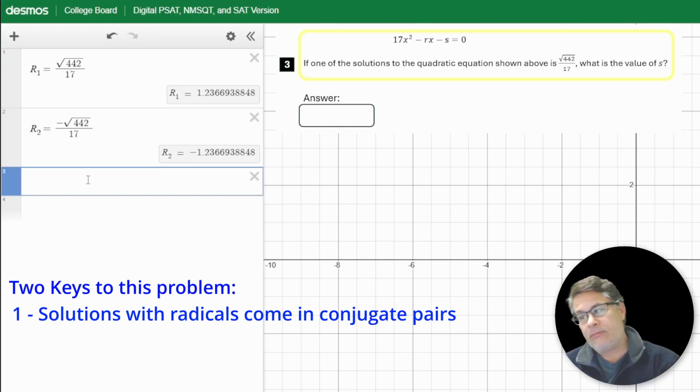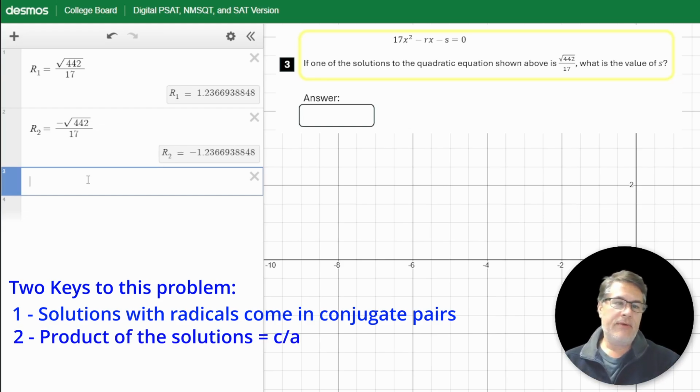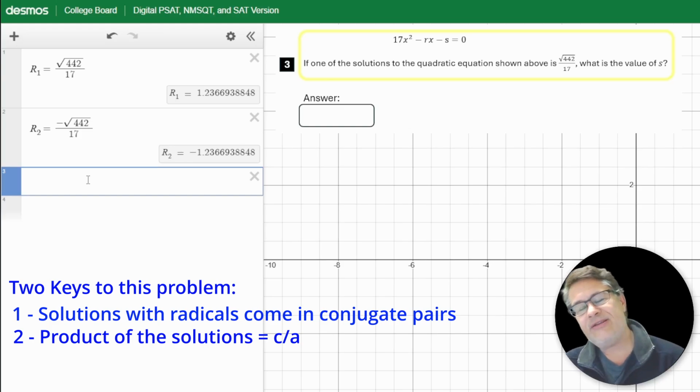All right, now comes another cool piece of quadratic knowledge. When you have the product of solutions, it is going to equal c over a, okay? So in this case, c would be the constant term, which would be negative s, which is perfect because we want to solve for s, and a would be the coefficient of the quadratic term, which is 17. So now do you see why, guys, we needed to figure out what the other root is? Because we're going to make use of this cool product of the solutions is equal to c over a.